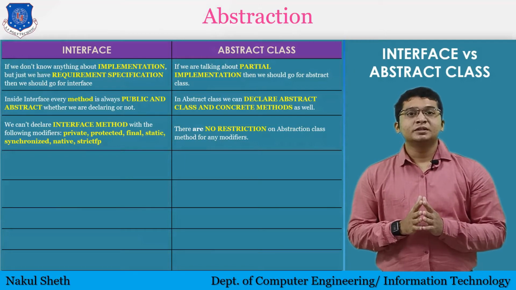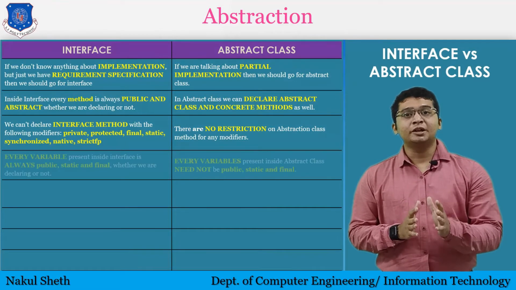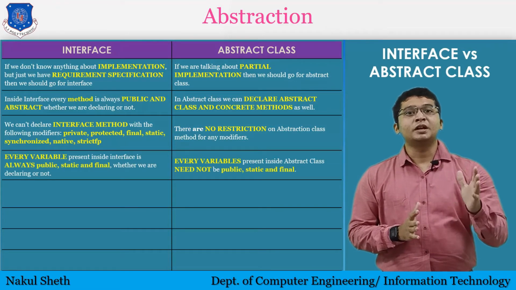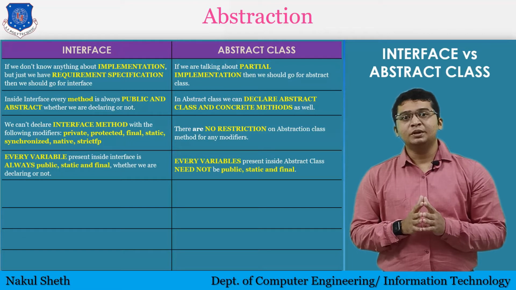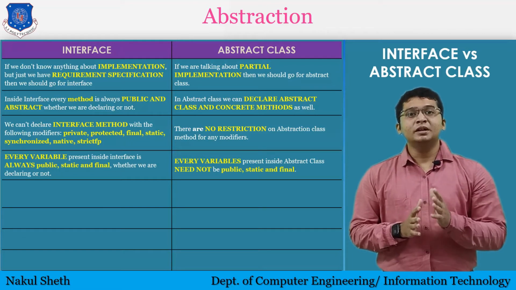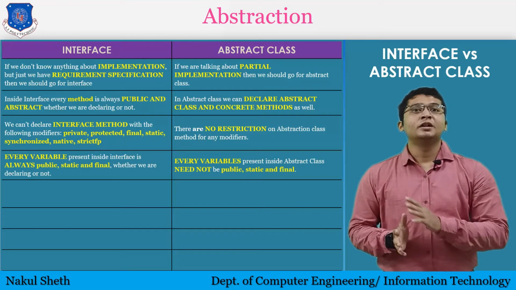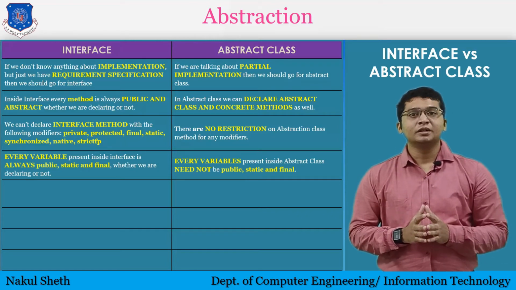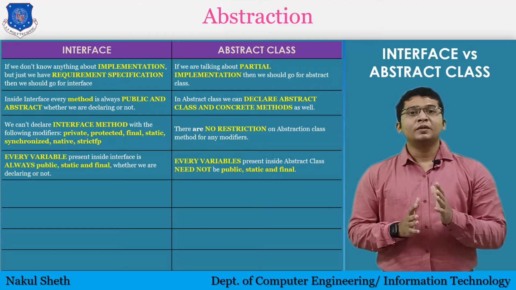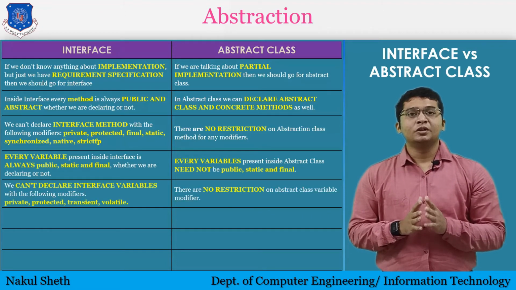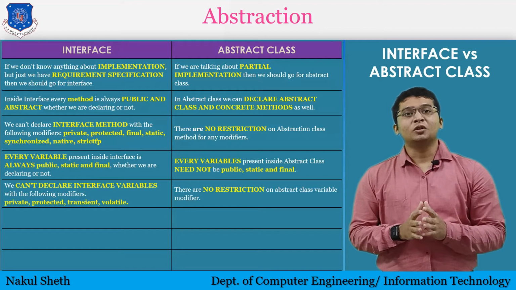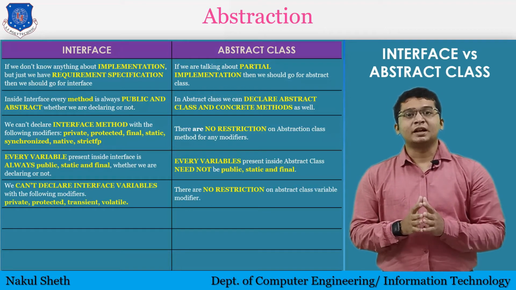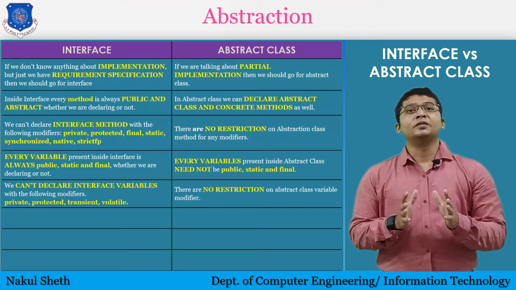Now the next points are all about variables. Every variable present inside an interface is always a public, static, final variable, whether we declare it or not. But what about an abstract class variable? Every variable present inside an abstract class need not be final, public, or static. Now the fifth difference: we can't declare an interface variable with the following modifiers: private, protected, transient or volatile. But in an abstract class there is no restriction to declare a variable.